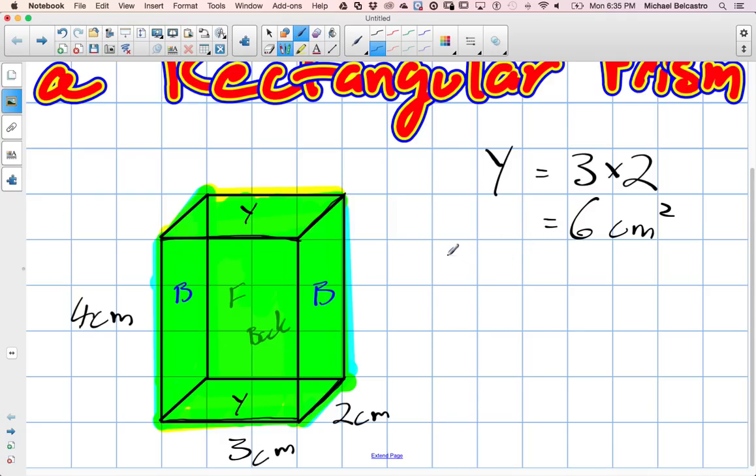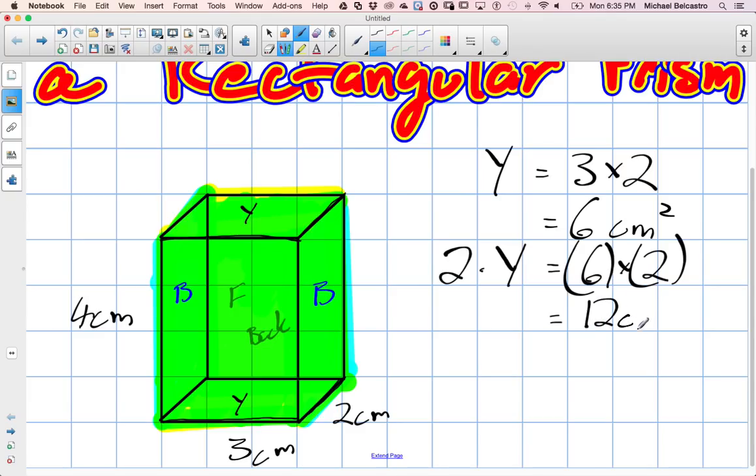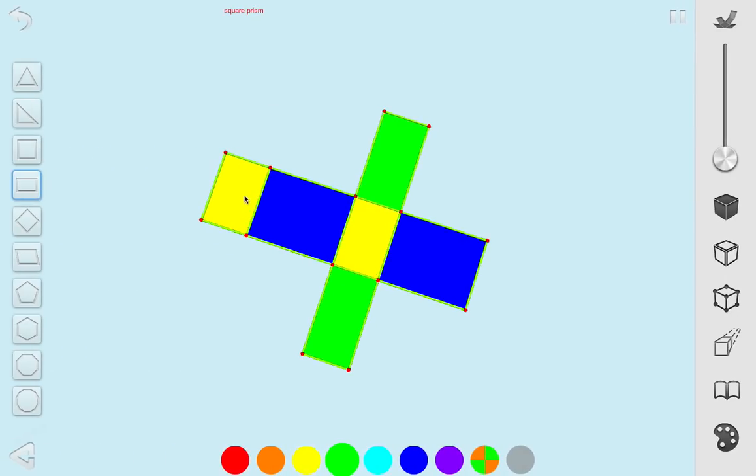That's right. So we'll say the 2 yellows are equal to 6 times 2. Okay, and maybe it'd be better if we called it the top and the bottom of it. But that's going to be a total of 12 centimeters squared. So we've got that. Those were our two yellows in our other page. So we figured out that these two yellows, each one was 6, altogether is 12.